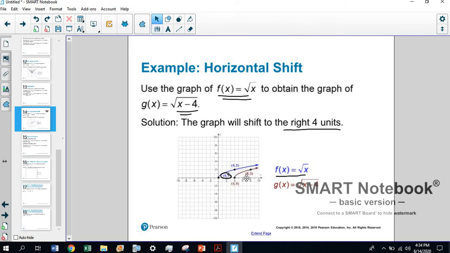So what does that look like? This purple graph here gets shifted to the right 4 units. You go from 0, 0 to 4, 0, and that's your starting point. All right, and then everything else with the graph looks basically the same, except you've been shifted over 4 units.